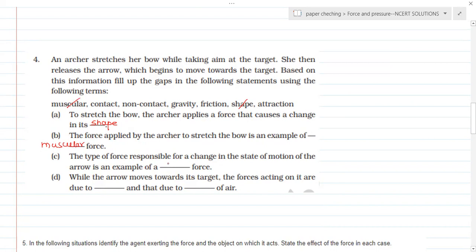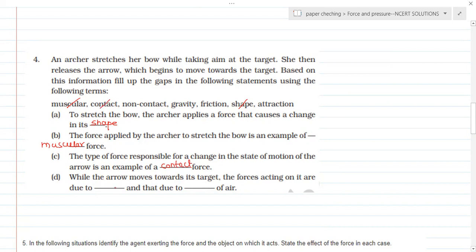The type of force responsible for a change in the state of motion of the arrow is an example of a... Now, this is a contact force because the type of force responsible to change the state of motion of the arrow. Now, you are making the arrow come into motion, but you are actually using your muscular force contact. And obviously the bow and arrow are in contact, right? So contact also goes out of option now.